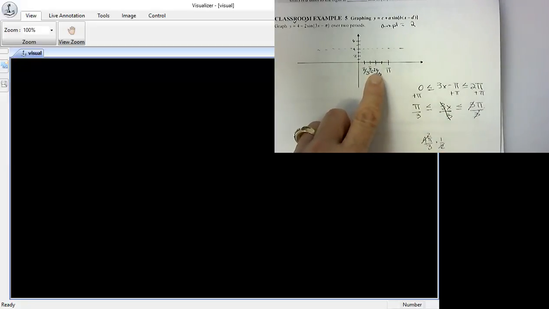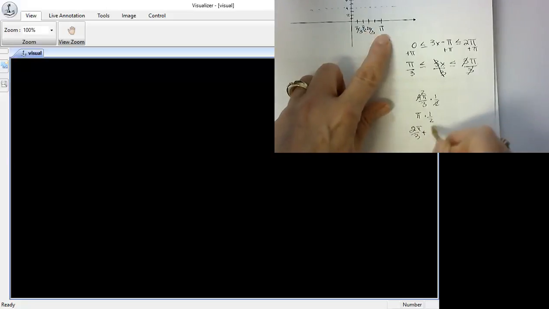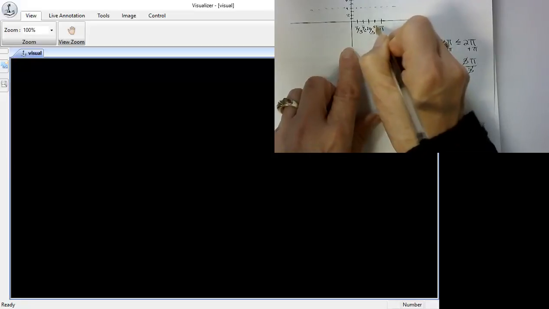Now, what's going to be in between these two guys? If I add 2 pi over 3 plus 3 pi over 3, I get 5 pi over 3, but I have to multiply that times what? 1/2. And that's going to turn into 5 pi over 6.